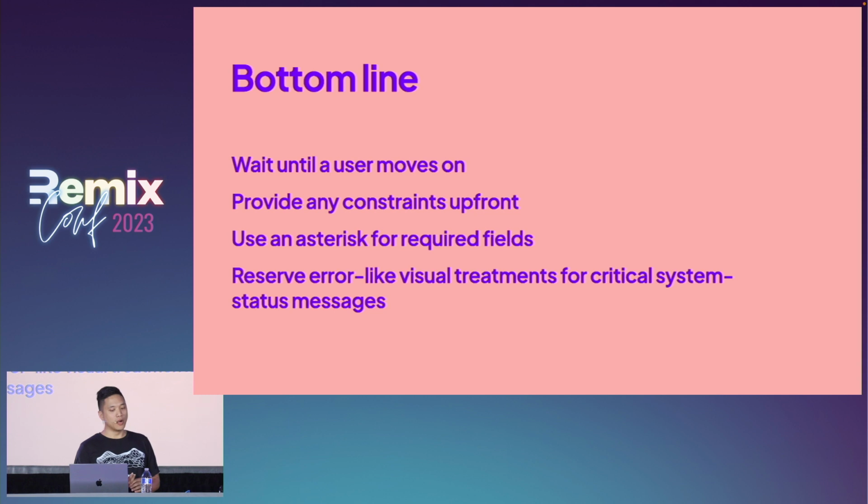Use an asterisk to mark required fields or annotate them with the word required. But do not overload the user with multiple indicators, like combining asterisks with red outlined fields and inline validation messages. Only display additional elements if and after the user attempts to submit a form or a page without filling in required fields, to increase the attention that these fields are required. Lastly, reserve error-like visual elements like red text, red boxes, caution, and warning symbols for more critical system status messages that are meant to disrupt the user's workflow.